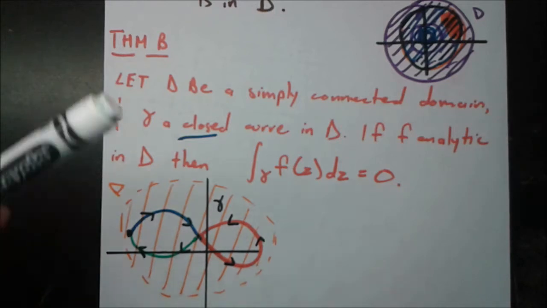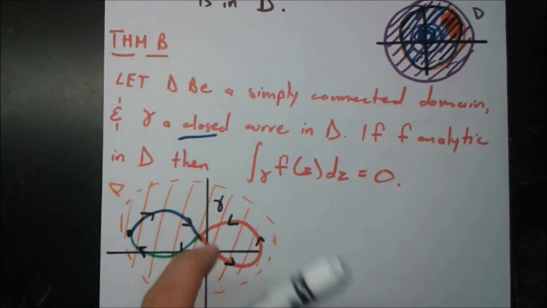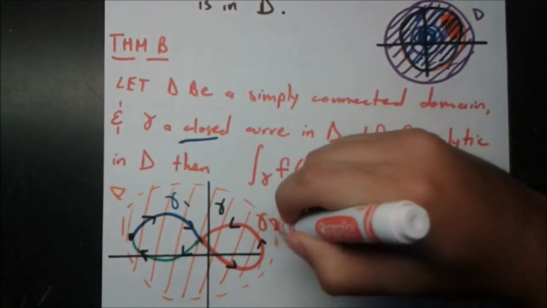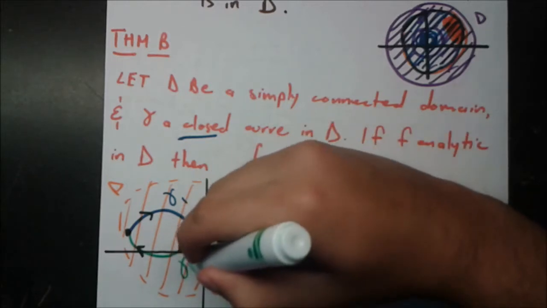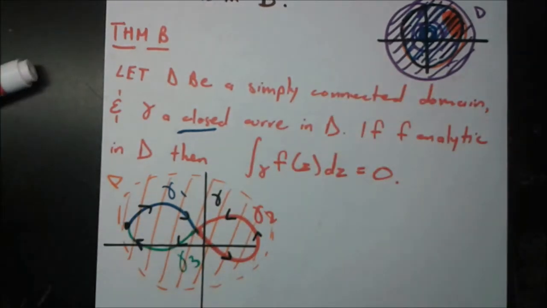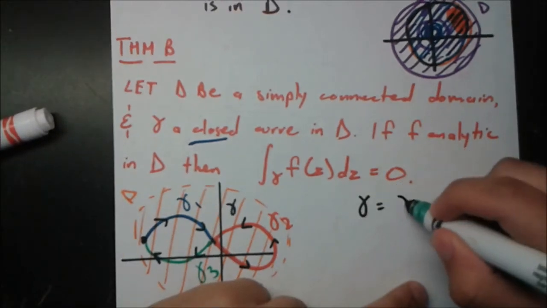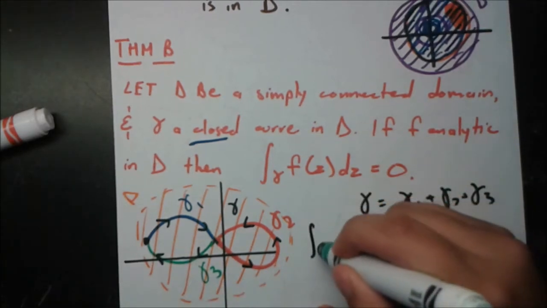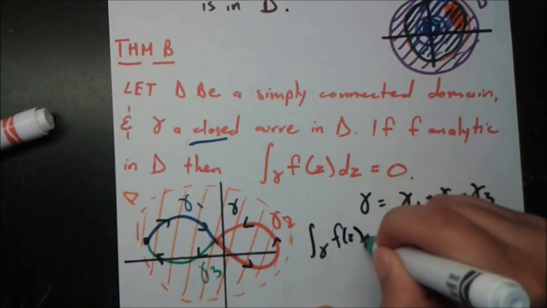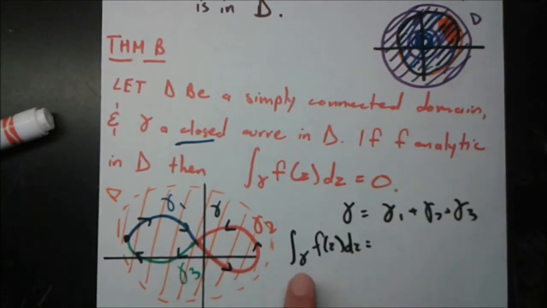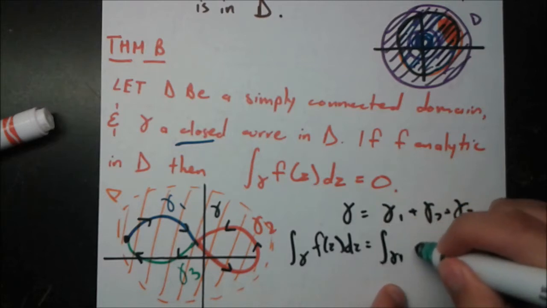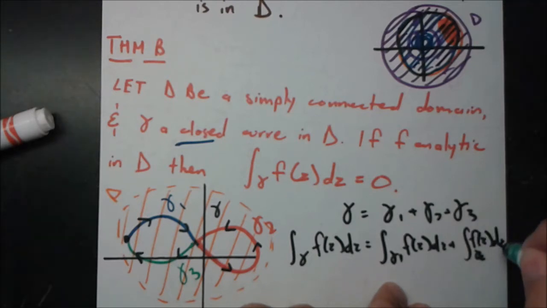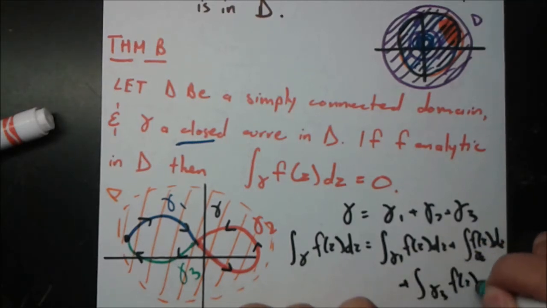Well, let's look at something. We're going to break this gamma into 3 pieces, which is why I color-coded them. The blue piece we'll call gamma 1, the red piece we'll call gamma 2, and the green piece we'll call gamma 3. Collectively, it's pretty obvious that gamma as a unit equals gamma 1 plus gamma 2 plus gamma 3. So how can we represent the integral of f of z dz over gamma? If you go back to the line integrals video, we can split this into 3 integrals: the integral over gamma 1 of f of z dz, plus the integral over gamma 2 of f of z dz, plus the integral over gamma 3 of f of z dz.